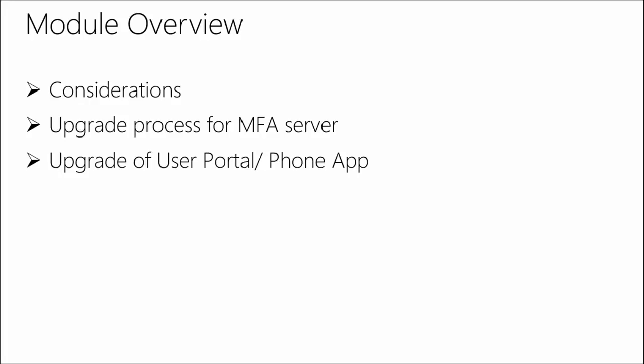So what I'm going to do is go over first a demo of how to upgrade Phone Factor to MFA server and some of the considerations that you need to take into account prior to this upgrade, because this is not just an in-place upgrade. The upgrade process for the MFA server is what we'll go over next, and then we'll go into the user portal a little bit and explain what that upgrade process looks like, whether you have it on the same box as the MFA server or if you're having it in the DMZ. So we'll go ahead and jump right into the demo here.